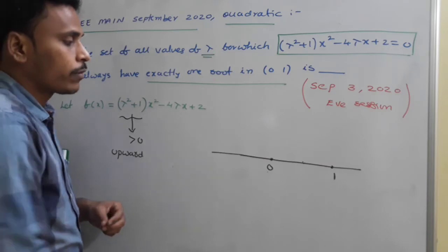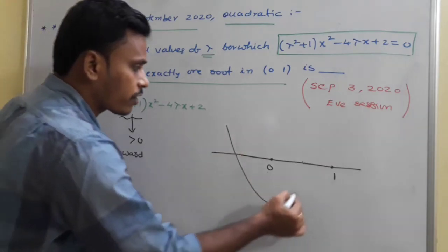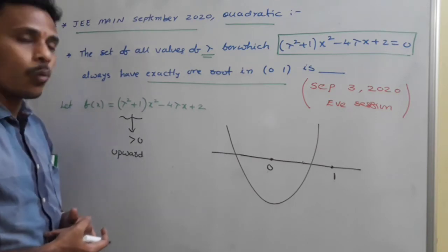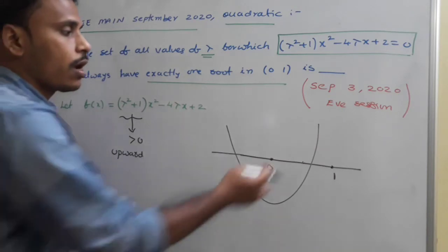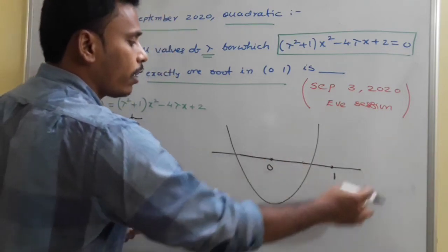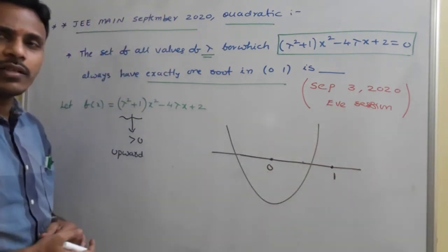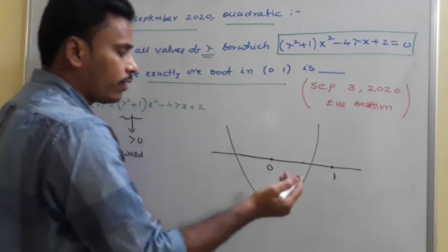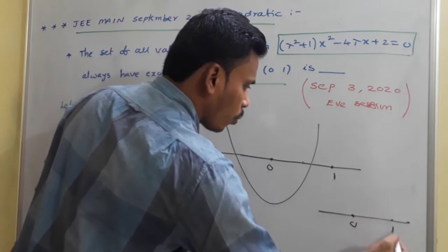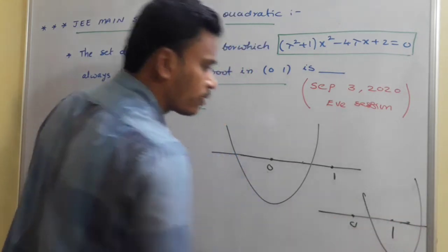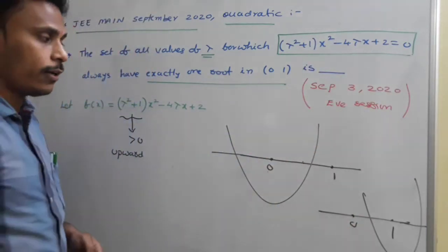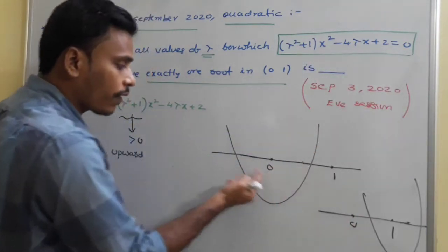For suppose if you treat the rough sketches like this, one root is in between 0 and 1. This is one possibility. And another possibility is like this also, one root in between this. I will give you the other case also. This is 0, this is 1, maybe the graph will be like this. One root in between 0 and 1, other root is greater than 1. One root is in between 0 and 1, other root is less than 0.